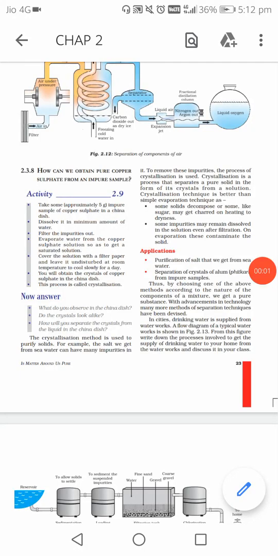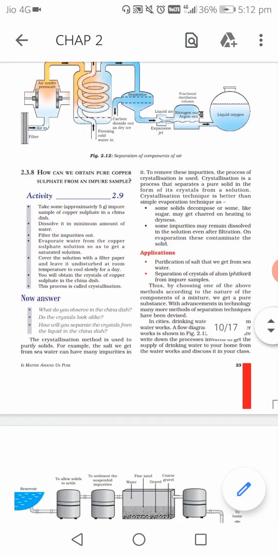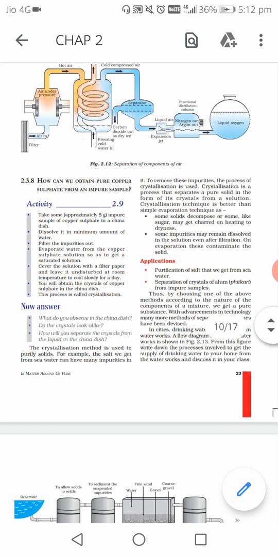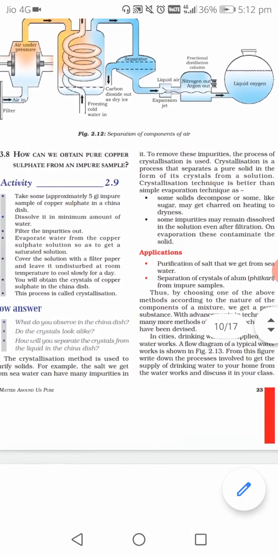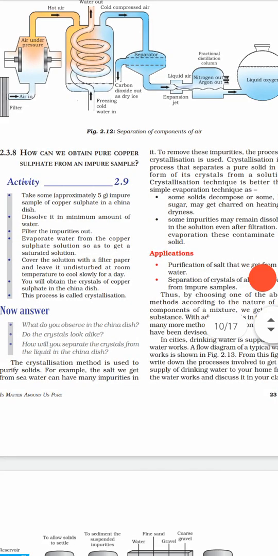So today let us discuss this activity 2.3.8, where it is given how we can obtain pure copper sulfate from an impure sample. Now suppose we have a sample of copper sulfate. The first step is to take some impure sample of copper sulfate in a china dish. So we have taken some impure salt.